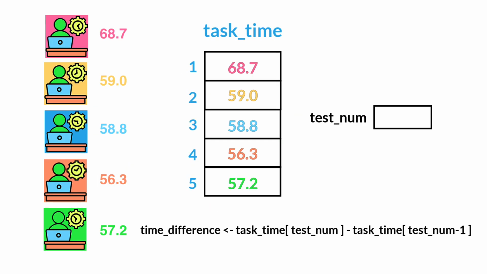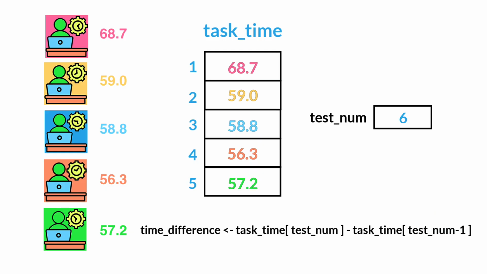Consider our previous example of determining the difference in task completion times between two successive tests. Assume we assign test num the value 1. The calculation of time difference would first access task time indexed by 1, giving the value 68.7. But when index test num-1 is calculated, it results in an index of 0, which is lower than 1, the lowest index in task time, causing an index out of bounds error.